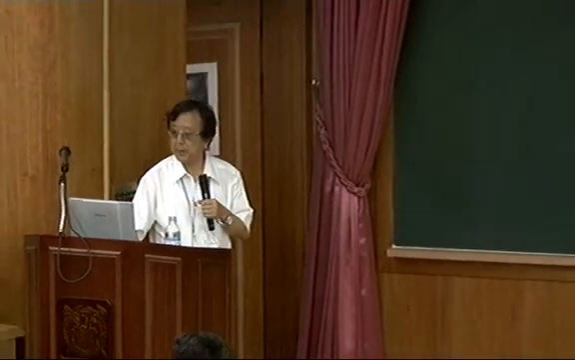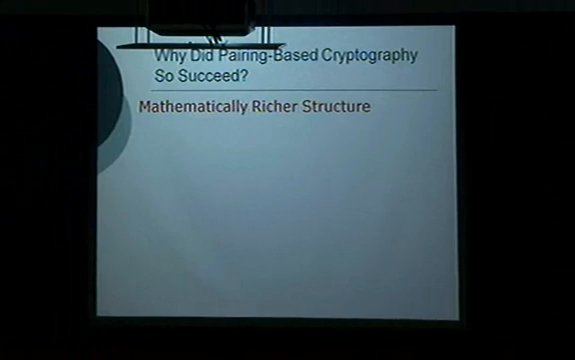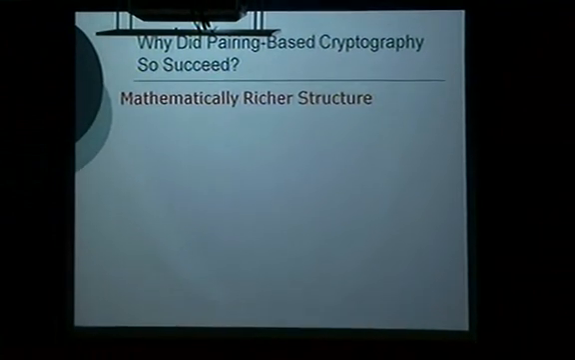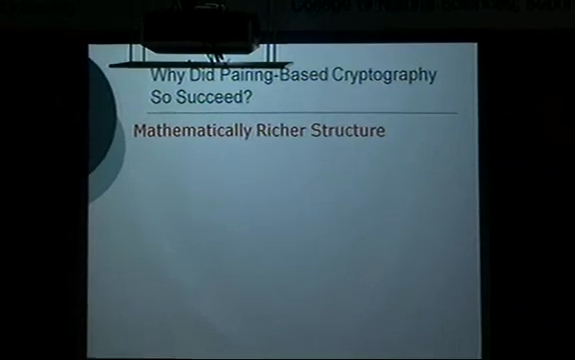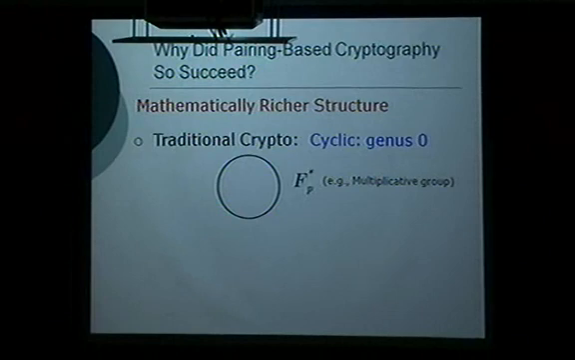So firstly, let me consider why the pairings are so powerful. It means that pairing provides us a mathematically richer structure than just cyclic groups. Okay, so this is a typical algebraic structure which is used in cryptography in many applications. But mathematically this has a very simple structure, a genus zero structure, like a circle.